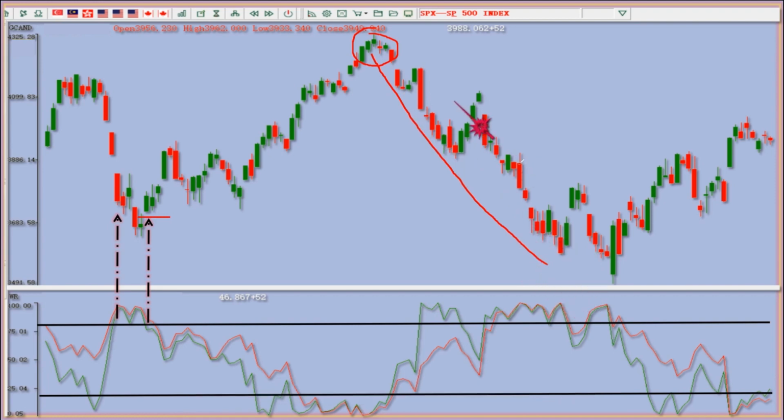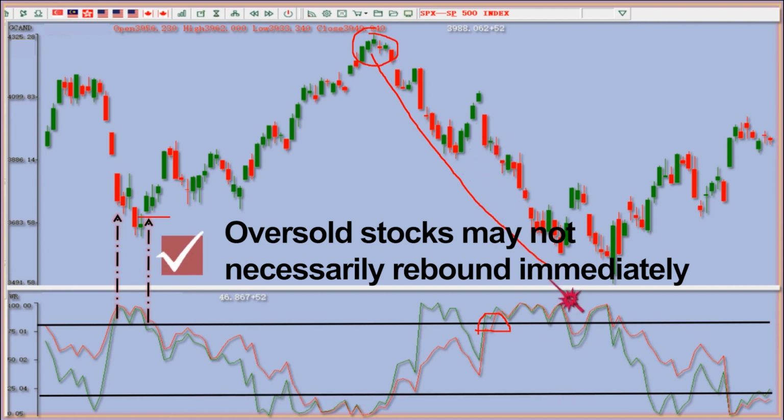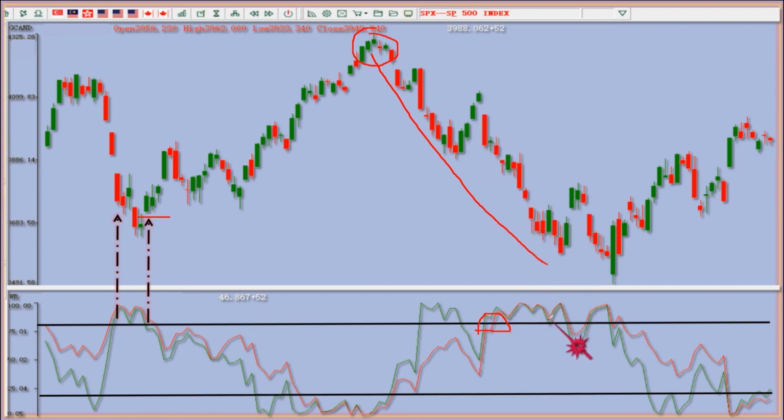After the rapid decline in the market at that time, the Williams indicator began to enter the oversold area. Here it reflects the class content we just talked about. Oversold stocks may not necessarily rebound immediately. US stocks have been oversold here for nearly half a month. Then on October 3rd, both lines passed through the 80 line.